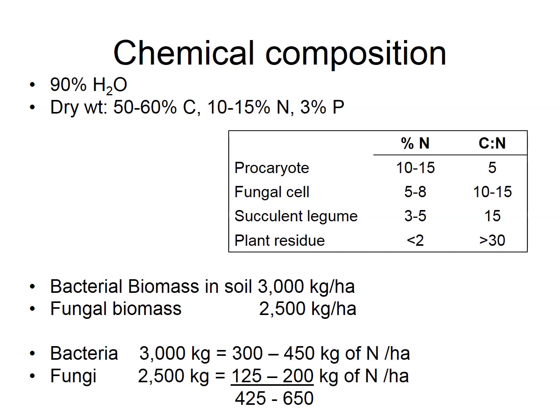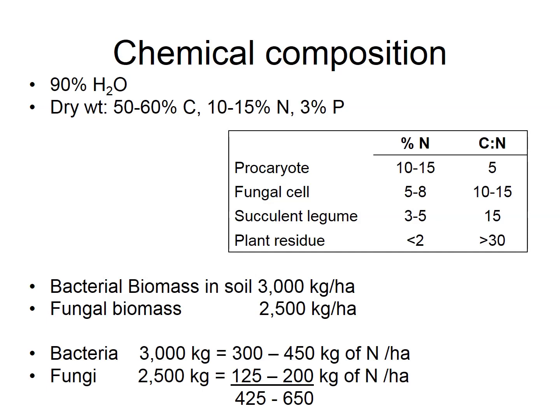Let's look at the chemical composition of bacteria compared to fungi, starting with the percentage of nitrogen. Mostly prokaryotes have higher nitrogen content than fungi, while fungi have higher carbon, with a carbon to nitrogen ratio of about 10 to 15.